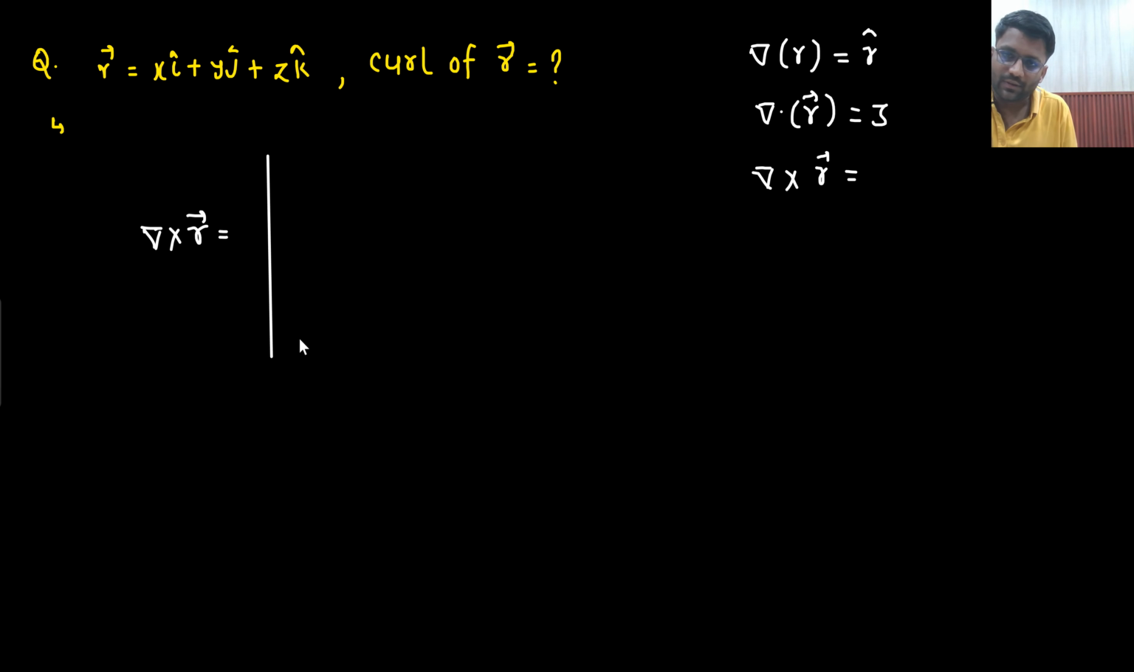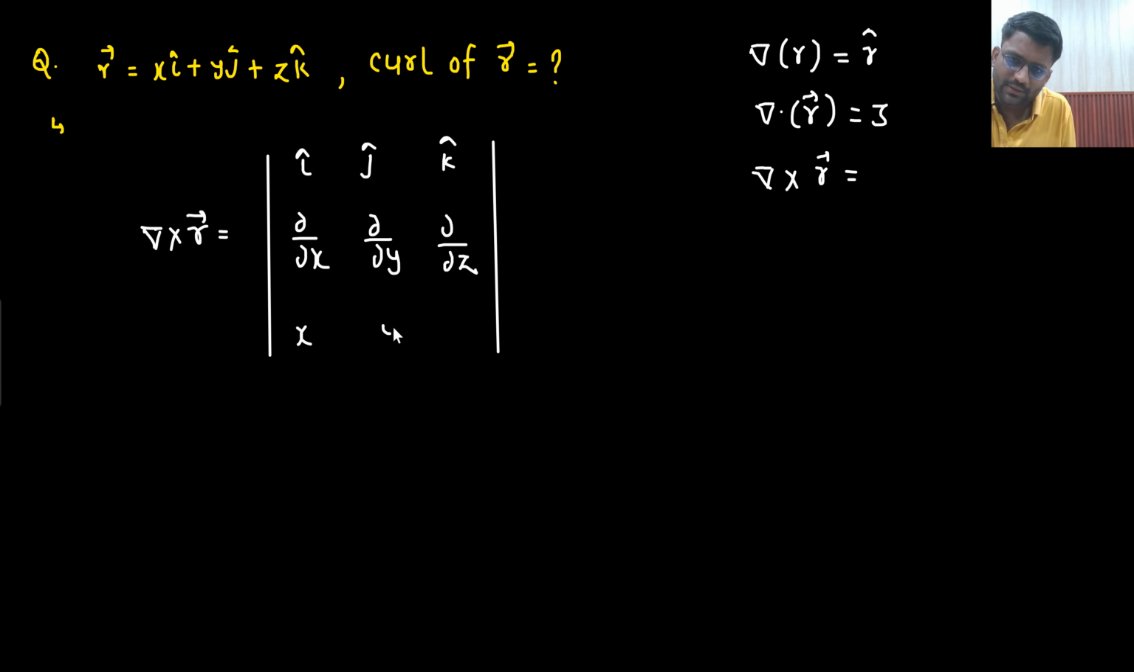Del cross R we need to calculate. i cap, j cap, k cap, del by del x, del by del y, del by del z, and x, y, z. What answer are you getting?